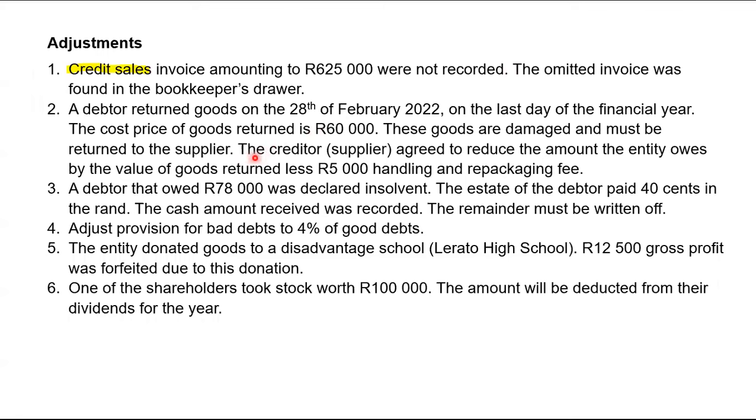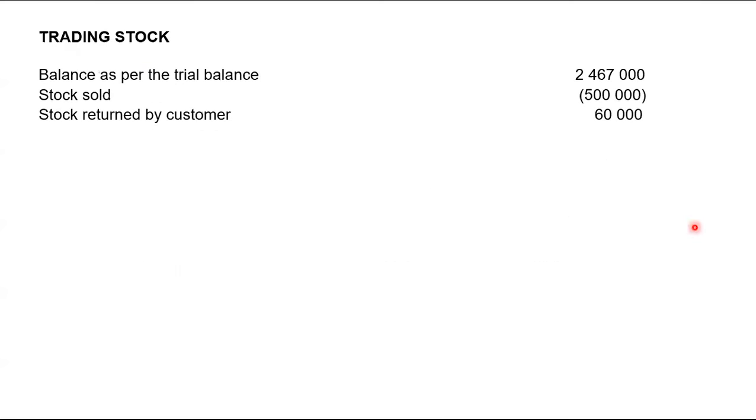Now it says the creditor, oh, these goods were damaged and must be returned to the supplier. Whoa. Now, immediately when they say that, they're telling you that what I did earlier on is wrong. I added those goods to my trading stock, and that is wrong because these goods were now returned to the creditor. Aha. But we return them to the creditor at cost price.